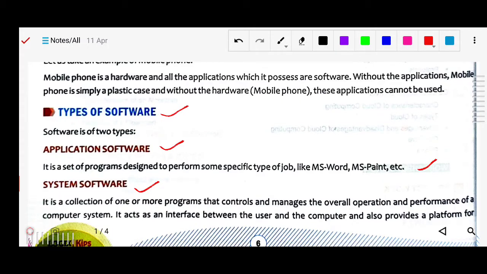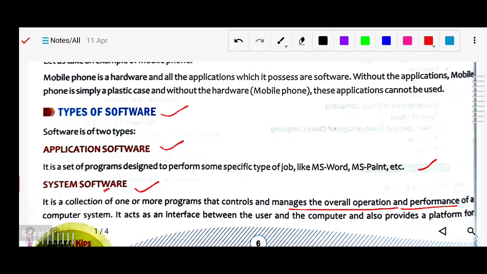System software is a collection of one or more programs that control and manage the overall operation and performance of a computer system. Got it? It acts as an interface between the user and the computer, and also provides a platform for running applications. To run any application on any computer, system software is needed.